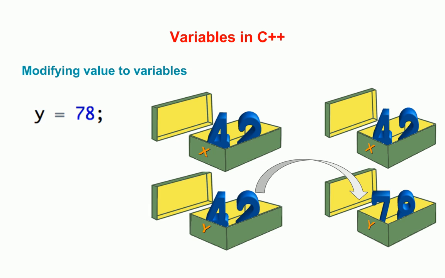To modify the value of a variable, we can use the equal to sign again. Let's say we assign a new value to y, which is 78 in this case. Now, we have successfully changed the content of y from 42 to 78 in the memory. Likewise, we can modify and update the variables as long as the program is running.